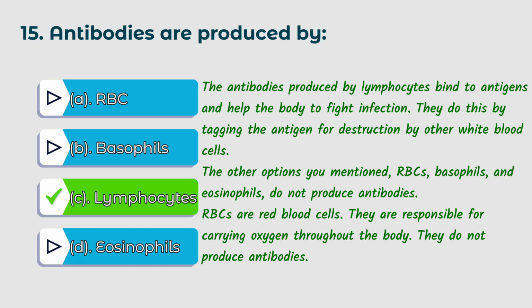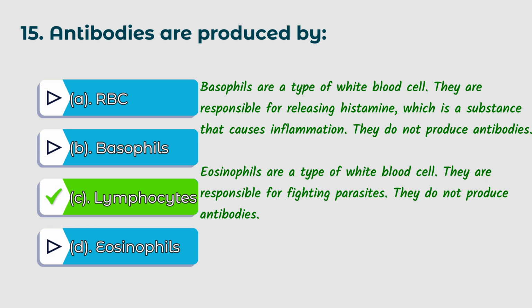The other options you mentioned, RBCs, basophils and eosinophils, do not produce antibodies. RBCs are red blood cells. They are responsible for carrying oxygen throughout the body. They do not produce antibodies. Basophils are a type of white blood cells. They are responsible for releasing histamine, which is a substance that causes inflammation. They do not produce antibodies. Eosinophils are a type of white blood cells. They are responsible for fighting parasites. They do not produce antibodies.